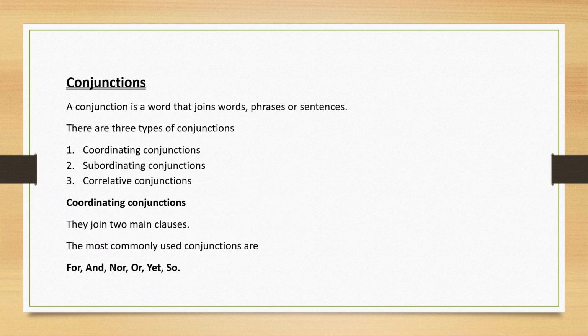Conjunctions. A conjunction is a word that joins words, phrases, or sentences. There are three types of conjunctions: coordinating conjunctions, subordinating conjunctions, and correlative conjunctions. Coordinating conjunctions join two main clauses. The most commonly used conjunctions are for, and, nor, but, or, yet, and so.